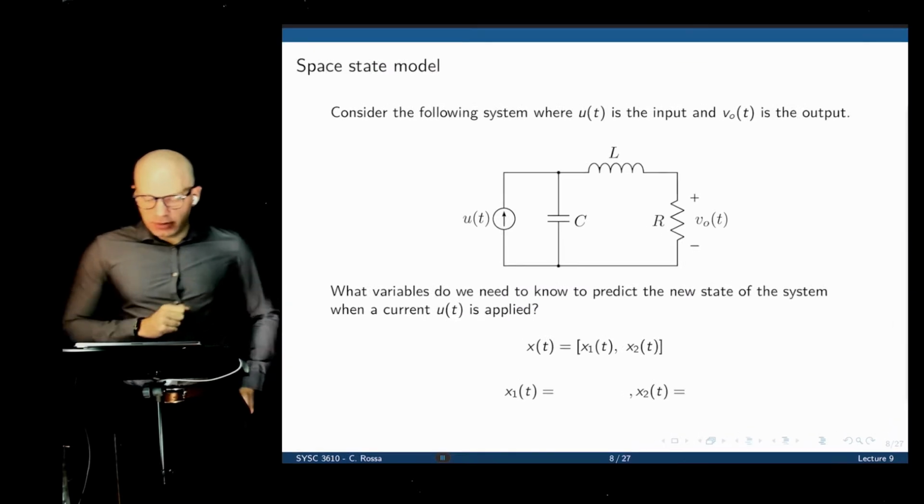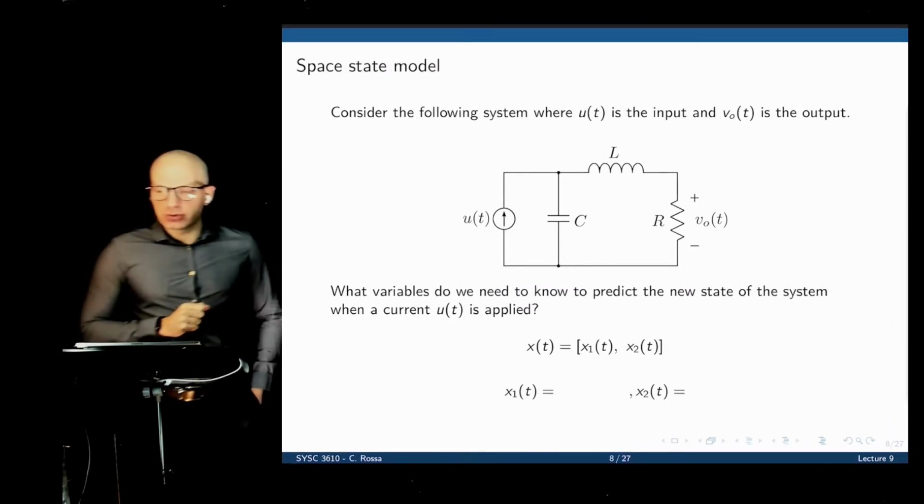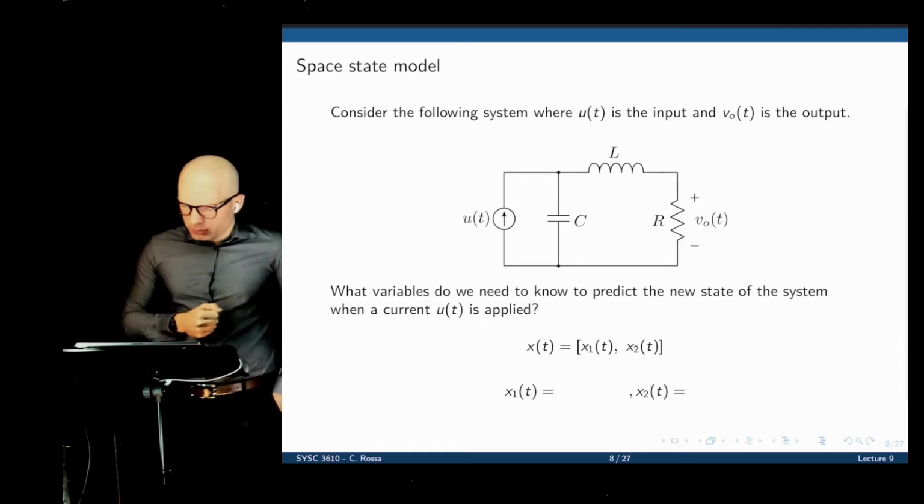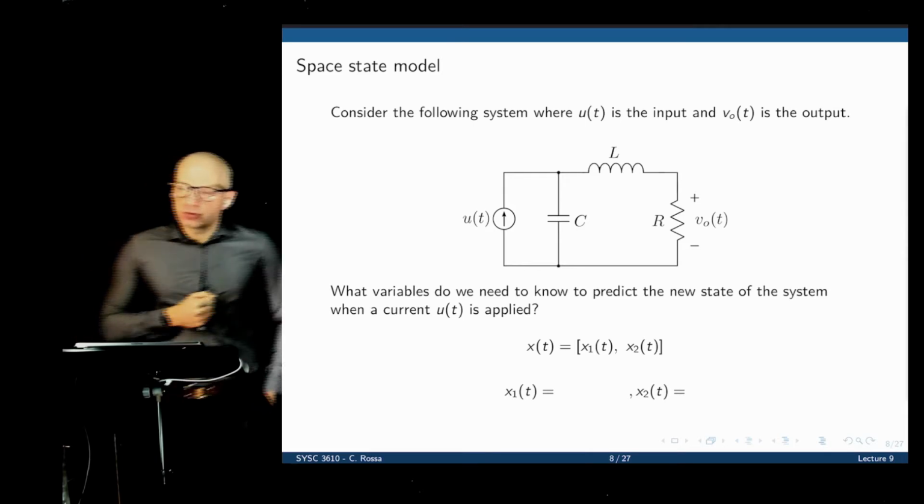Let's look at this system. Now it's an electrical system, and what do you have here? We have a current source on the left. We have a capacitor, an inductor, and a resistor. Let's define the state variables for this system.